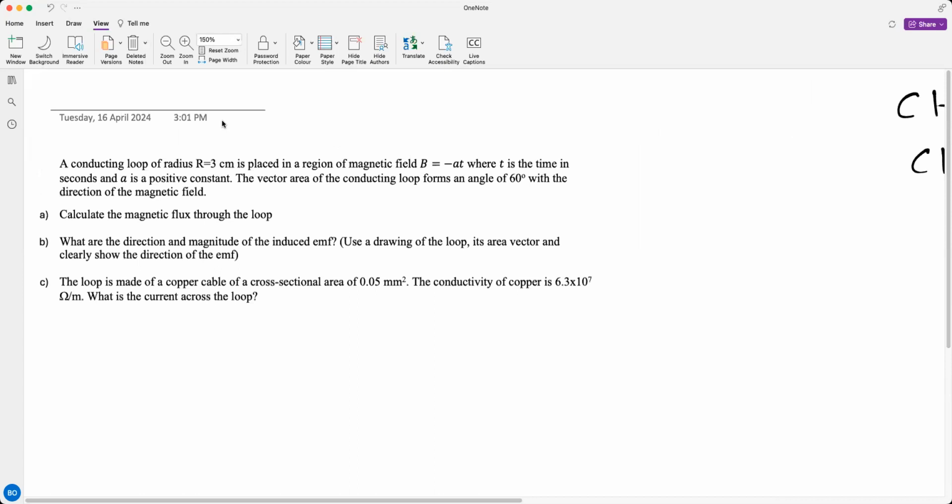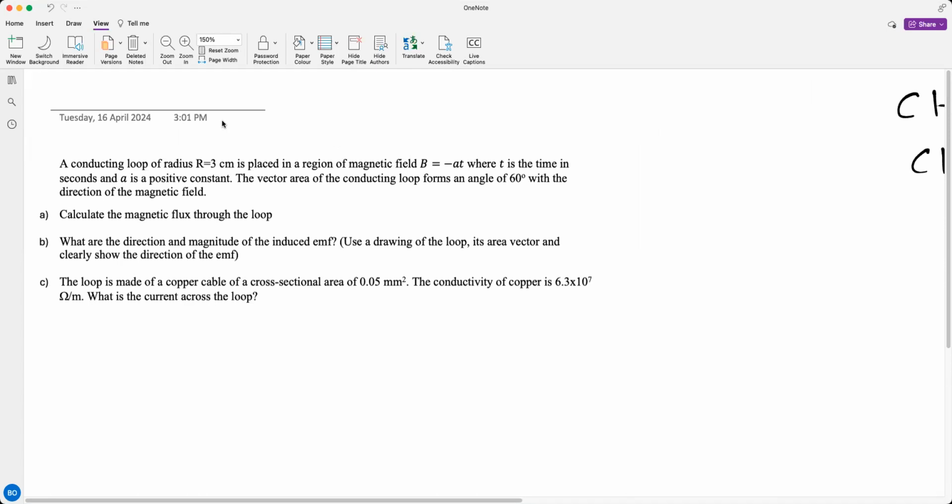Okay. So here we have a conducting loop of radius 3 centimeters placed in a region of a magnetic field that is equal to -At, where t is the time in seconds and A is a positive constant. The vector area of the conducting loop forms an angle of 60 degrees with the direction of the magnetic field. Calculate the magnetic flux through the loop. What are the direction and magnitude of the induced EMF? The loop is made of a copper cable, then calculate the current.